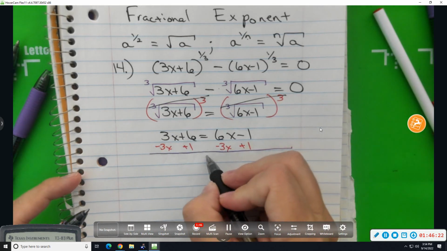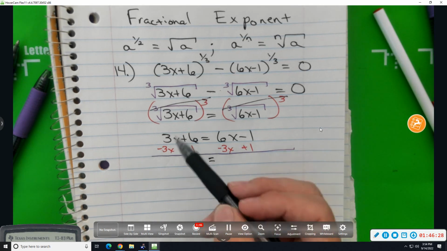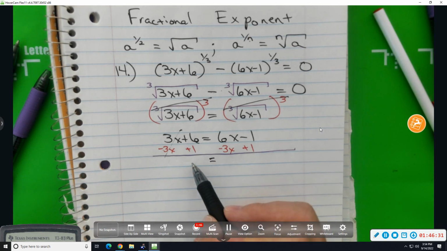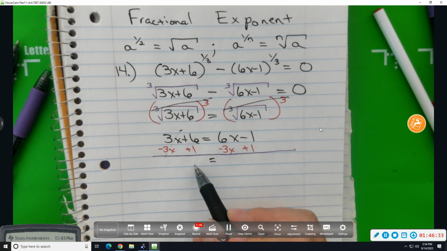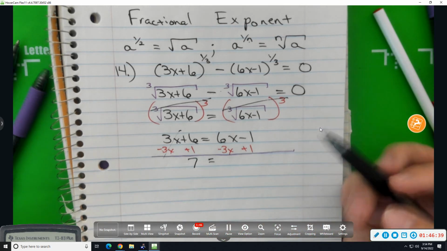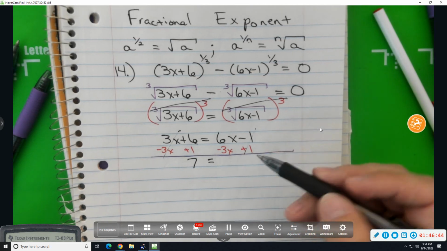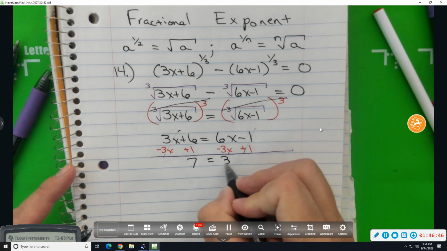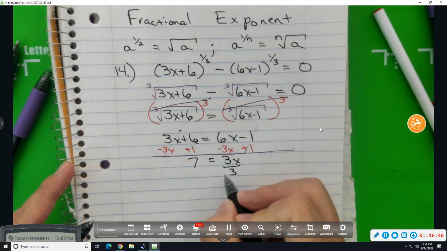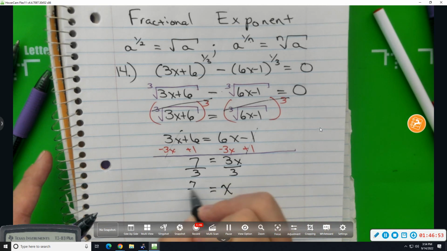Research has shown that students have a tendency to mess up. The more negatives in a problem, the more students mess up. The 3x minus 3x is gone. What have we got here on the left side? 6 plus 1. They know it's 7. They don't have to say that. And what about here on the right side? 6x minus 3x is 3x. Divide by 3 to give us x equals 7 over 3.